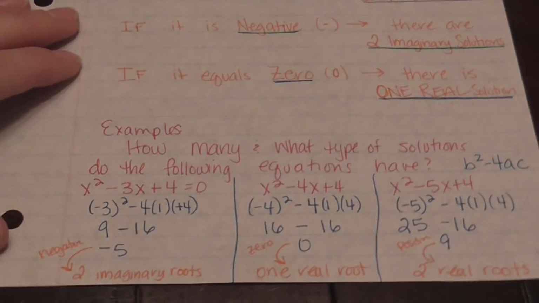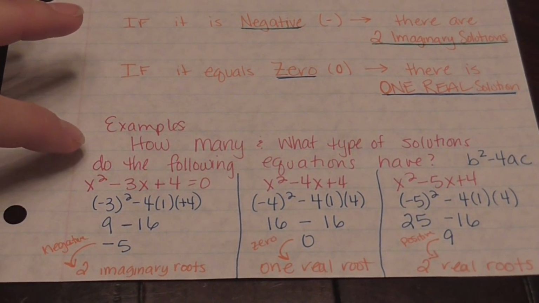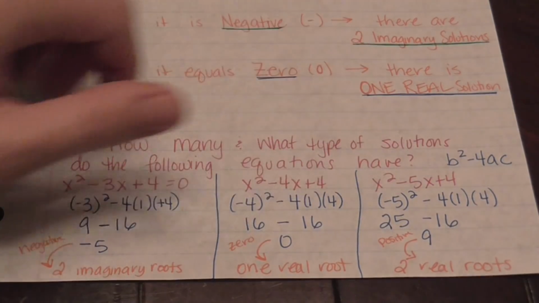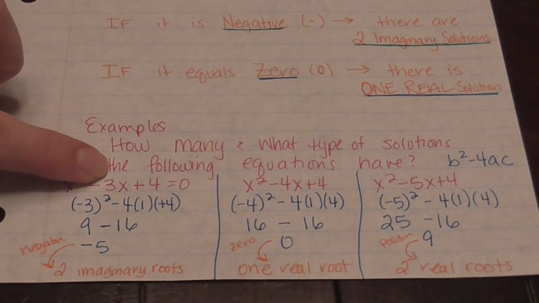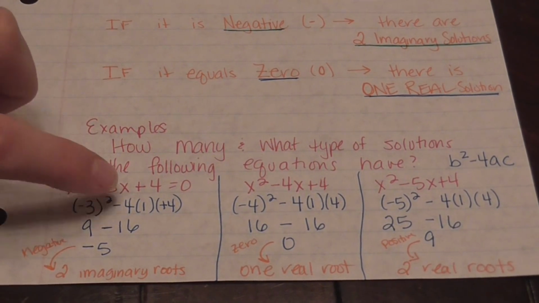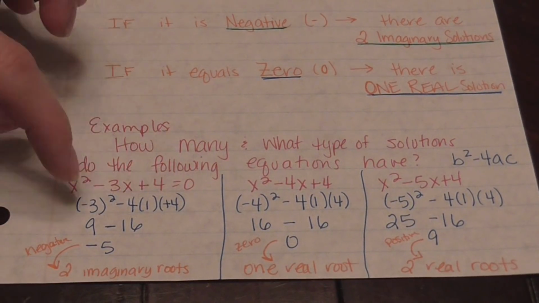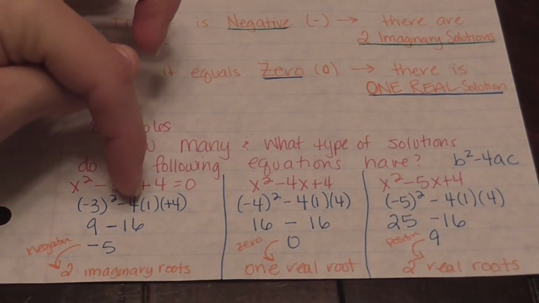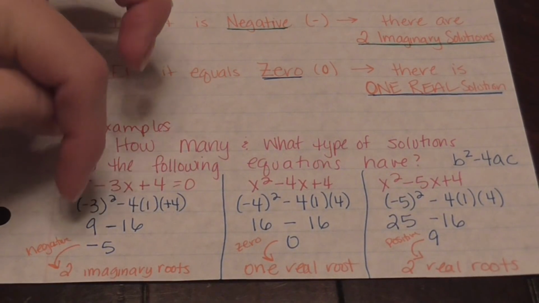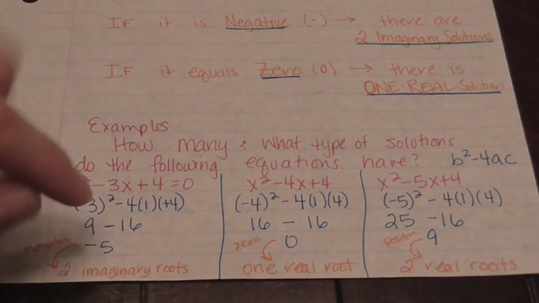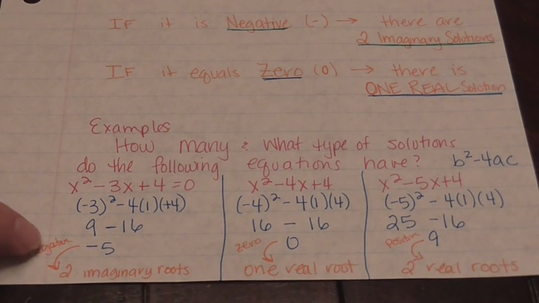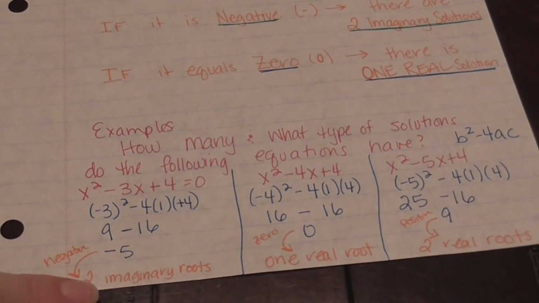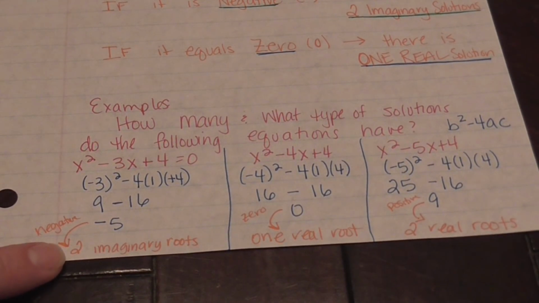So just some quick examples. How many and what type of solutions do the following equations have? We're going to use b squared minus 4ac. I'm going to plug in the b, the a, and the c. So negative 3 squared is 9. 4 times 1 times 4 is 16. So 9 minus 16 becomes negative 5. Again, nobody cares that that's a 5. It's that negative part that's really important. This means this particular one has 2 imaginary roots.